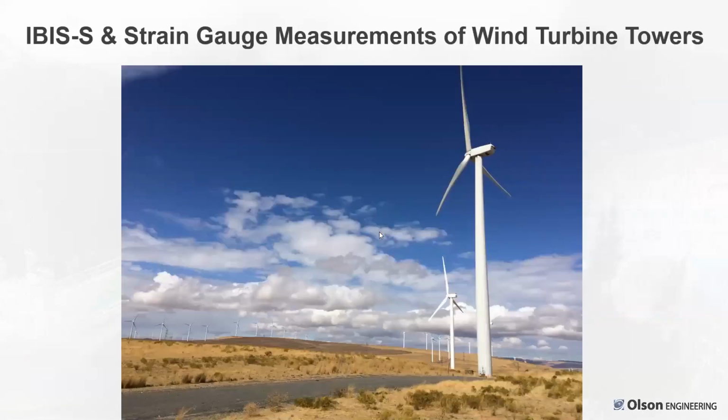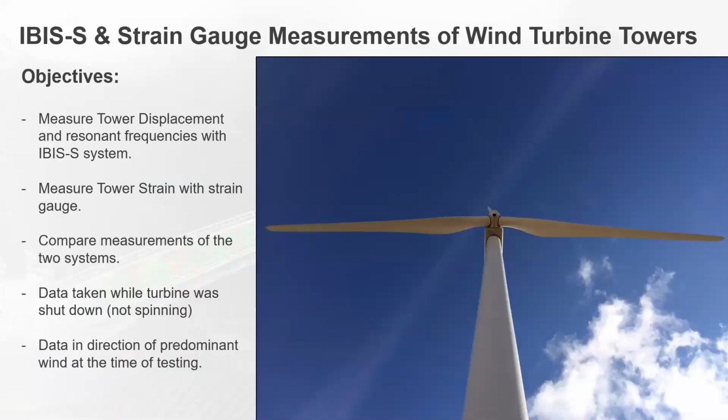And lastly, we'll go over one other application, which is to look at wind turbine towers. So this is a case study where we looked at the turbine towers with both the IBIS system as well as some strain gauges. So the objective was to measure the tower displacement and the resonant frequencies of the tower with the IBIS system, to measure the tower strain with the strain gauge at the base of the tower and compare those two measurements.